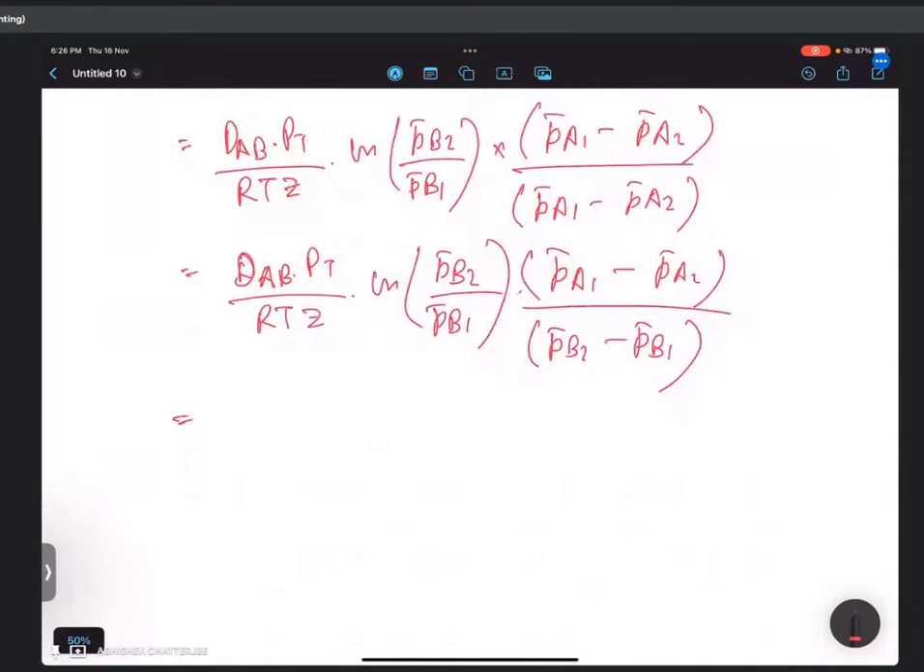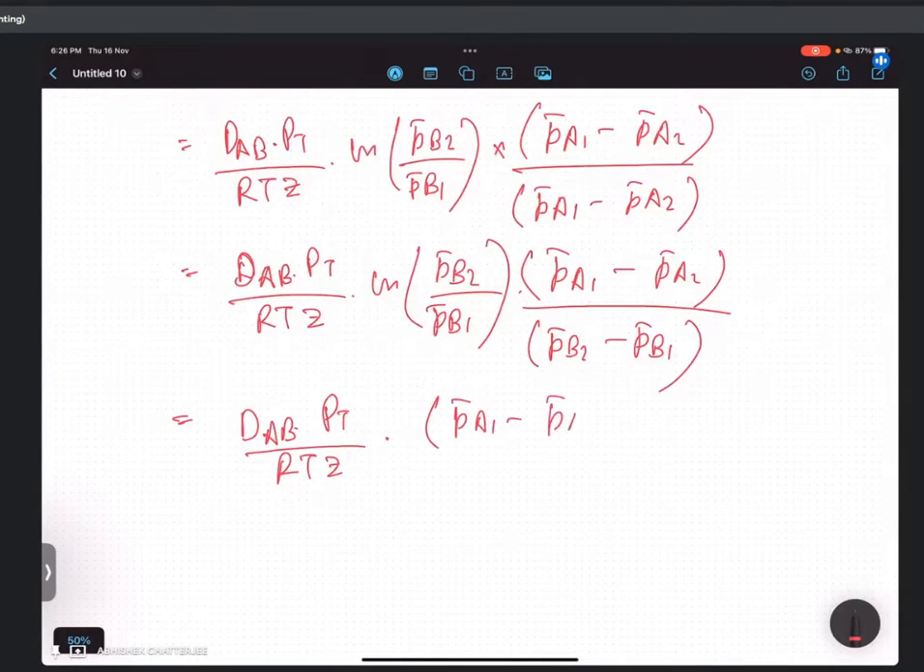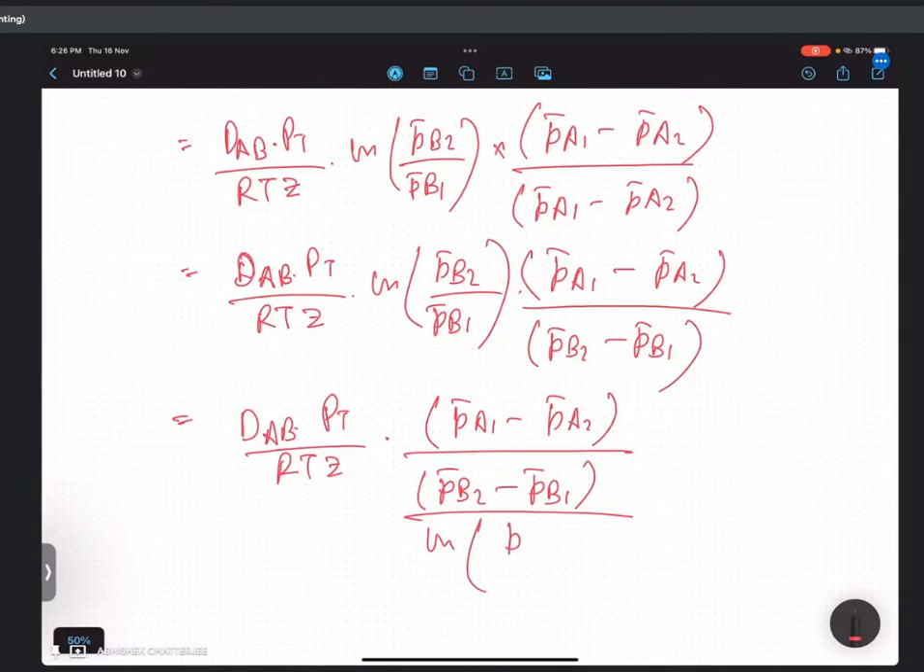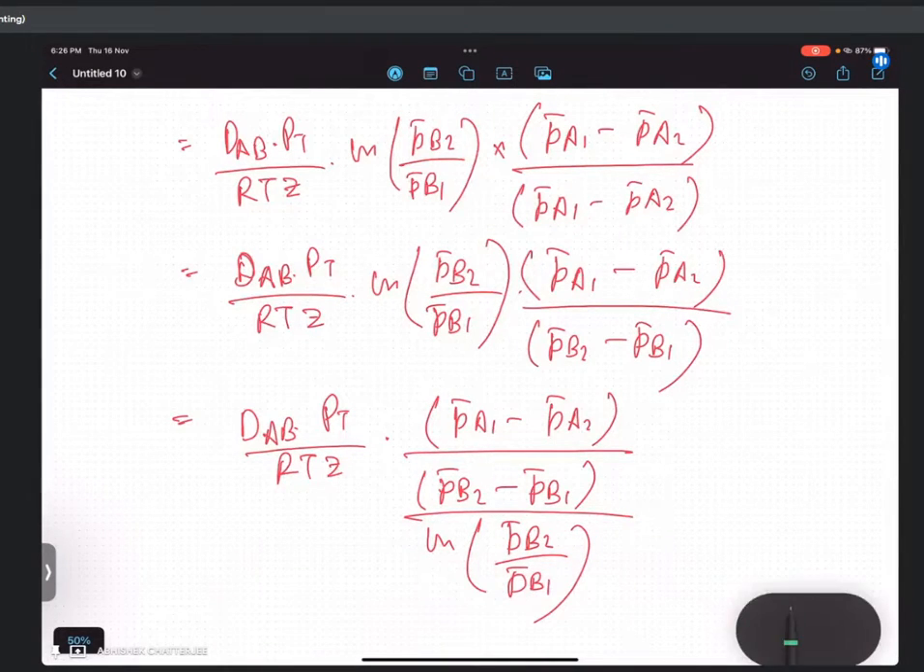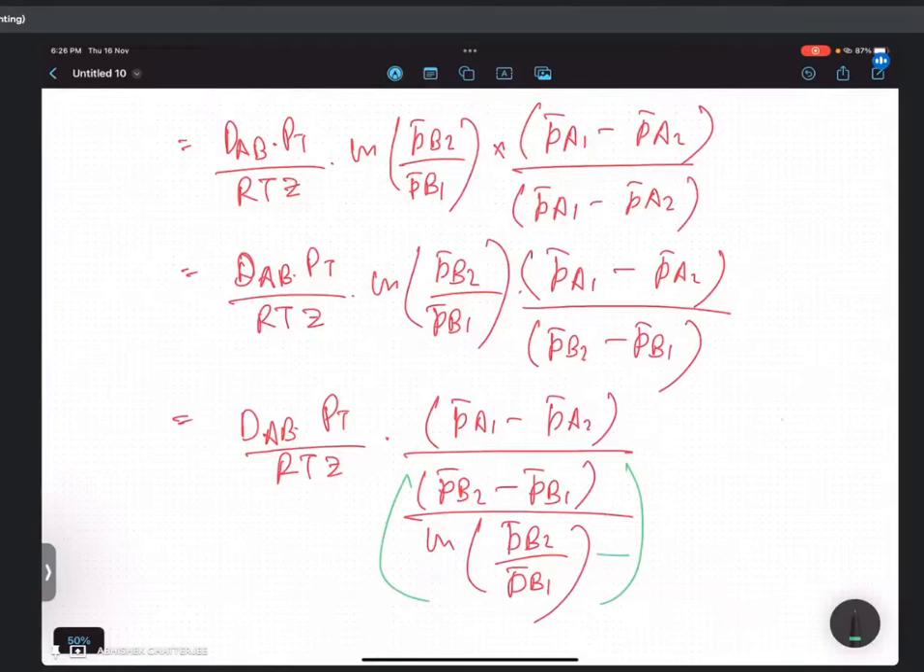Okay. So now this will become DAB into PT by RTZ into PA1 bar minus PA2 bar, divided by PB2 bar minus PB1 bar divided by ln PB2 bar by PB1 bar. Clear? This concept is clear, no? Nothing is there. We have just written it in the denominator, so this part will go up. Suppose you have 2 divided by 1 by 3. What happens? You can write it as 6. This 3 will go up here. The same thing, this will represent the same formula.